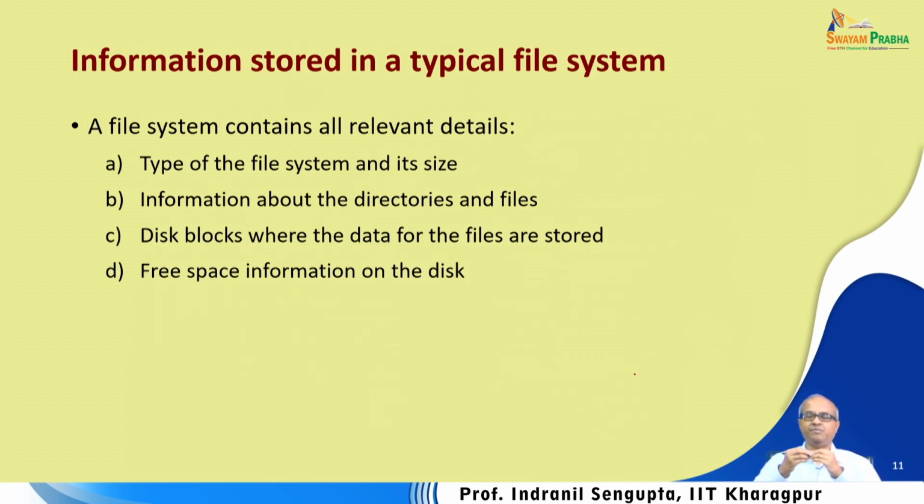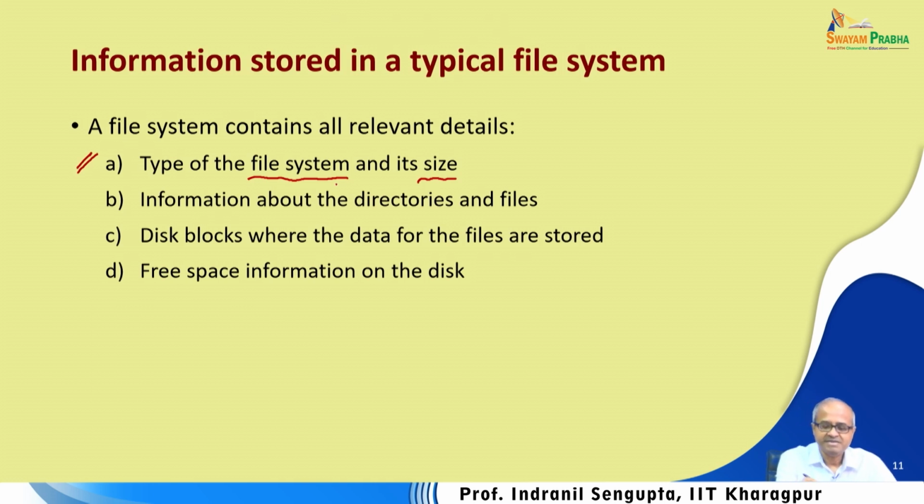Now, let us come to what is there in a file system. A file system, as I said, is nothing but a data structure which keeps track of all the files, all the directories, all relevant information. So, what are the basic information it needs to store? First thing is what kind of file system it is, whether it is NTFS or ext or what kind of file system it is, and what is the total size of the file system, how many gigabytes or how many megabytes, whatever it is.